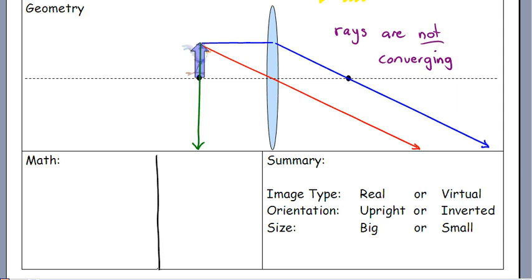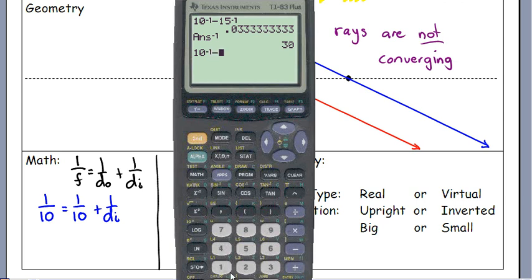Okay, so we'll do the same thing that we've done before. We'll do 1 over the focal length is equal to 1 over DO plus 1 over DI. So we would have 1 over 10 equals 1 over 10 plus 1 over DI. So when I do that, 10 flipped, subtract 10 flipped, well, that's 0. And then I have to flip that back. That is not a good thing, right? Trying to divide by 0. So this DI ends up being 1 over 0, sometimes called the notion of infinity.